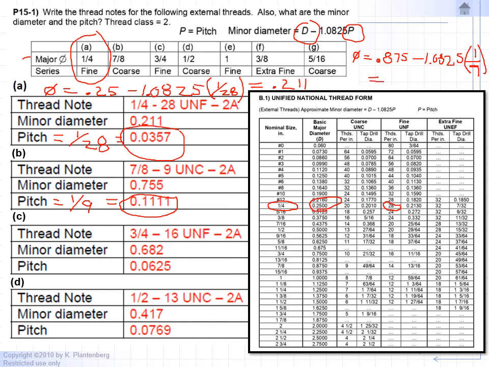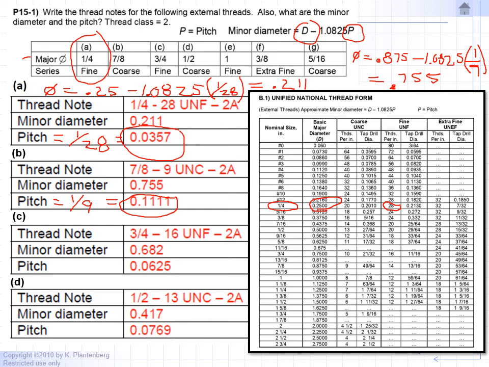Once again, 0.875. But we need to respect order of operations, so we first go 1.0825 times 1/9, or 0.111111. Whatever you get, you're going to subtract it from 0.875, and that'll give us 0.755 for the minor diameter. You can round off if you like. I'll leave that up to you. So that's how you do the second problem.